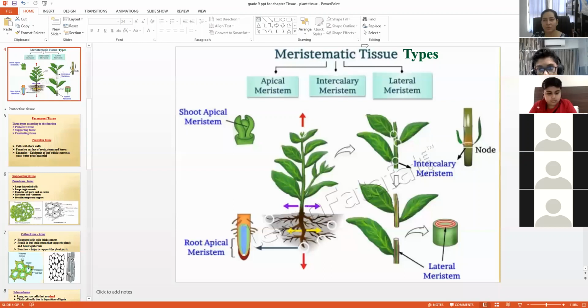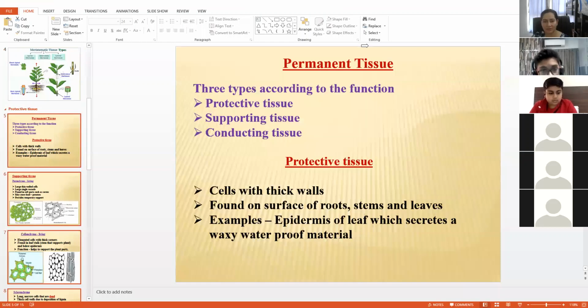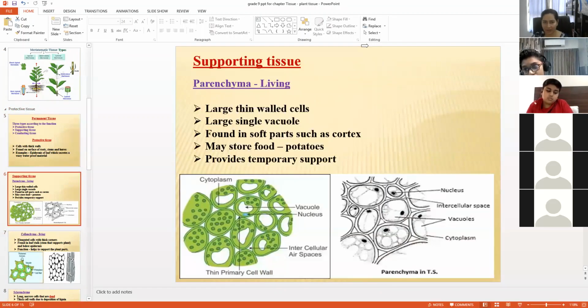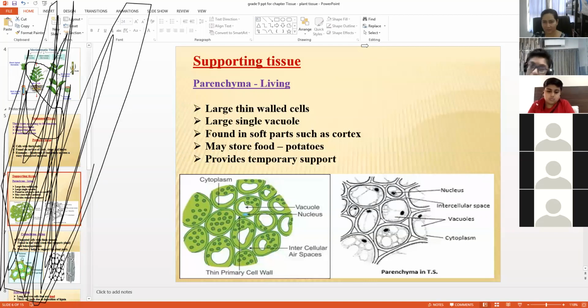Now, Krishna, you had a question? Yes, ma'am. As you told, parenchyma is needed when the plant is young. So after the wood grows in the plant and it becomes big, is the parenchyma still living, or does it later become a dead cell? No, no. This is a parenchyma, a permanent tissue, right? Yes, it is still living.